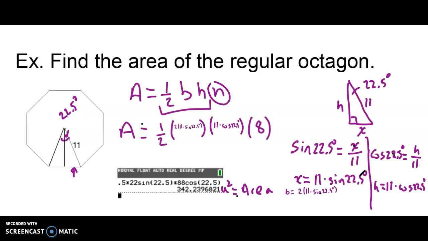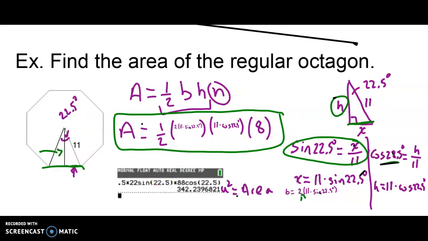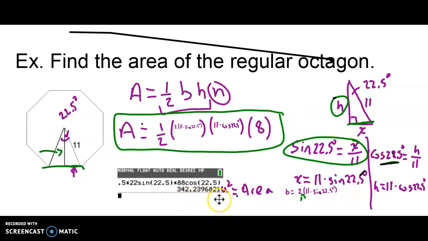All right, hopefully all of you did some work where you had to set up the sine equation. Everybody see the sine equation that you had to do to solve for that bottom half of the base. Then you had to multiply that by 2 to get the whole base. And then from there, you wrote a cosine equation to solve for the height or the apothem of your triangle. And then you plugged it all into this equation right here. And then lastly, you got an answer of 342.23968, yada, yada, yada, square units.